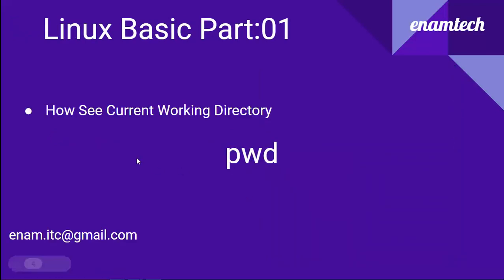Then we are going to learn how to see the present working directory. We will use this command, pwd. P means present, W means working, and D means directory.